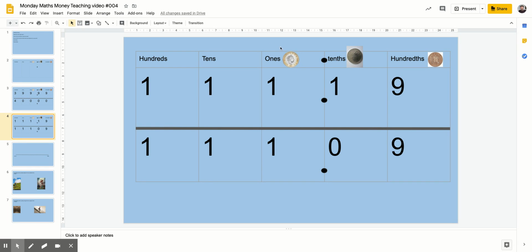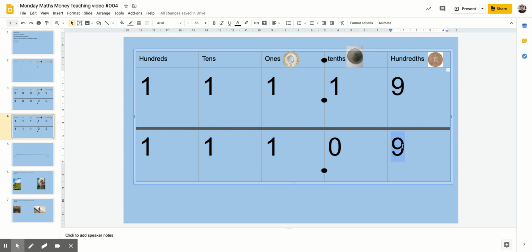So we go to the ones column, and they are also exactly the same here. So we go to the tenths column. Now the top number has got one 10p there, and the bottom number has got no 10p there, which means the top number is the greatest value here. That would give you the most money. And they've both got the same hundreds here.